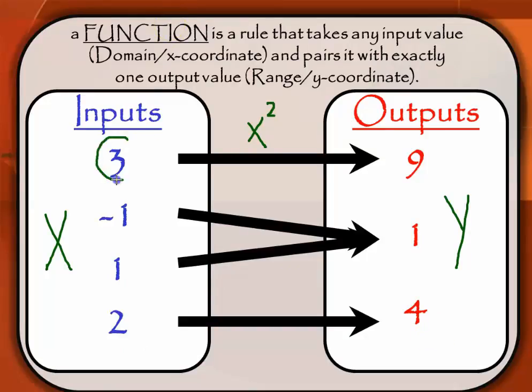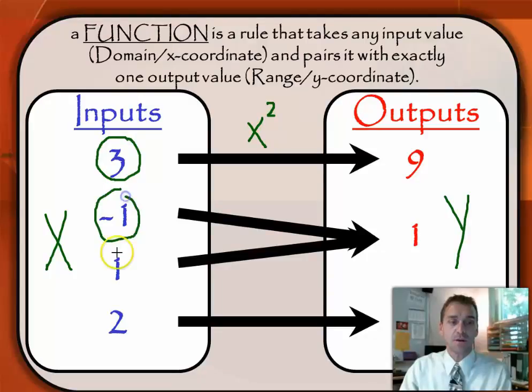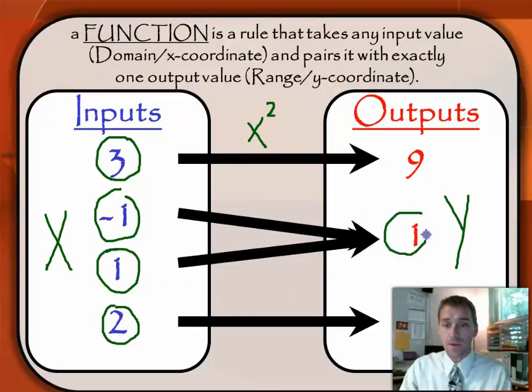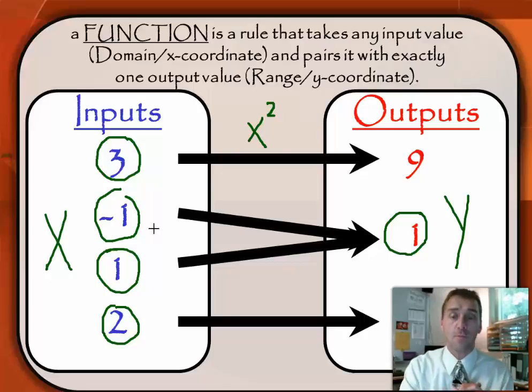Well, is each input being paired with exactly one output? Yes. This input's only going to 1. This input's only going to 1. Now I know both of these x values are being mapped to the same one, but it doesn't matter. It's okay. That is absolutely a function, because each input value is being paired with only one output value.